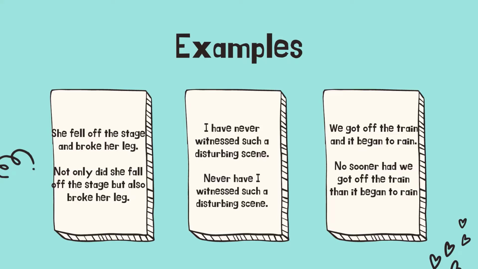Okay, now let's look at some more examples of inversion. She fell off the stage and broke her leg. Not only did she fall off the stage, but also broke her leg. I have never witnessed such a disturbing scene. Never have I witnessed such a disturbing scene. We got off the train and it began to rain. No sooner had we got off the train than it began to rain.